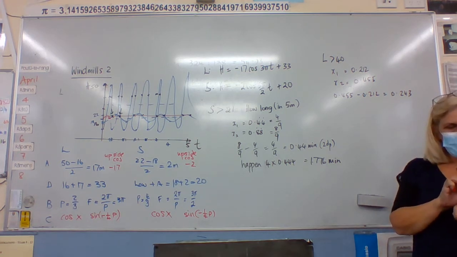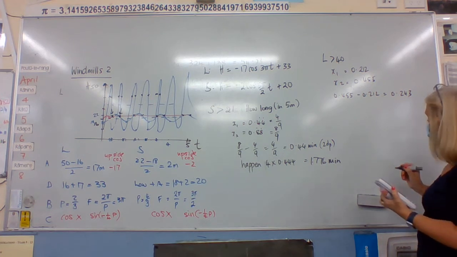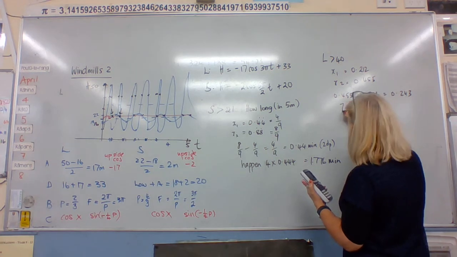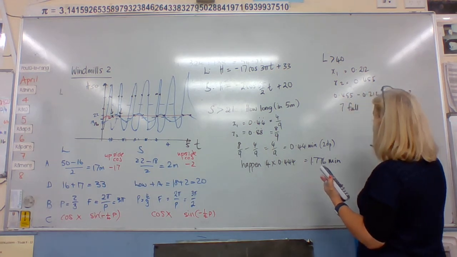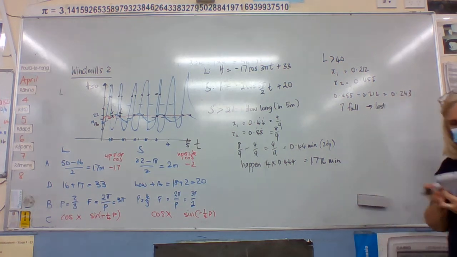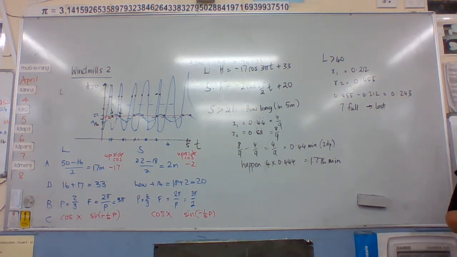Now I need to work out how many. 1, 2, 3, 4, 5, 6, 7. Oh, 7 and some. This is why this one's a little bit harder. So there are 7 full ones, but I need to go to the last one and find out where it finishes. Because it looks like it finishes at 5. Doesn't quite get there.